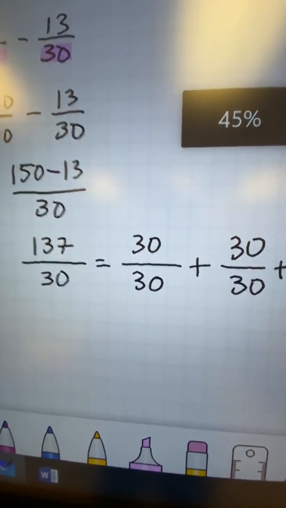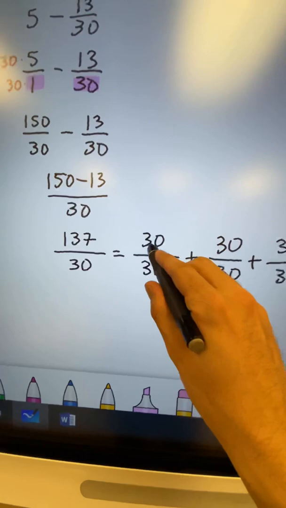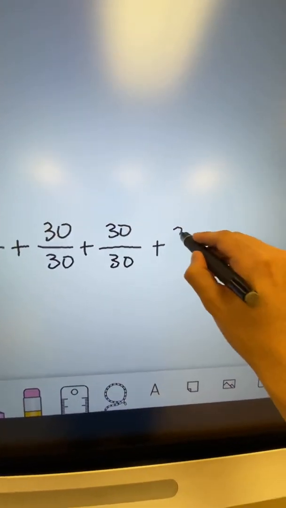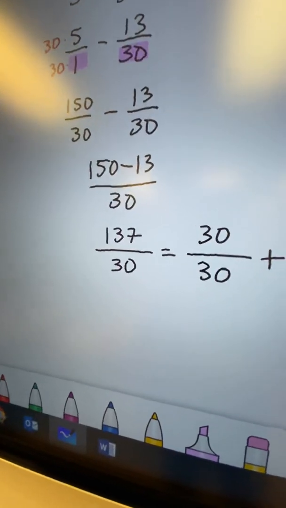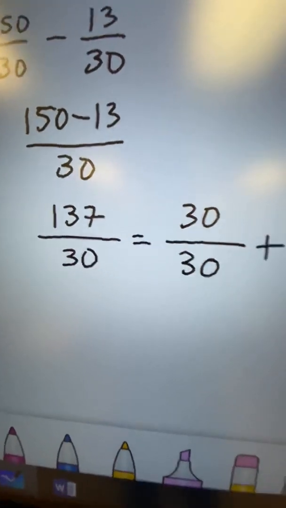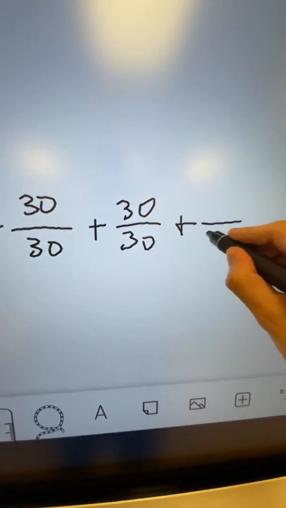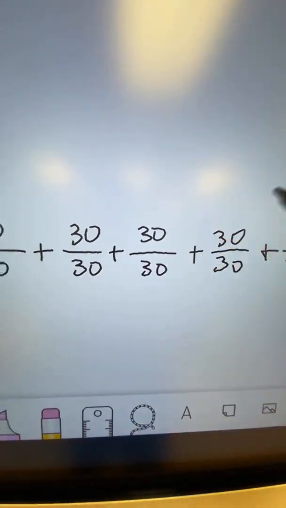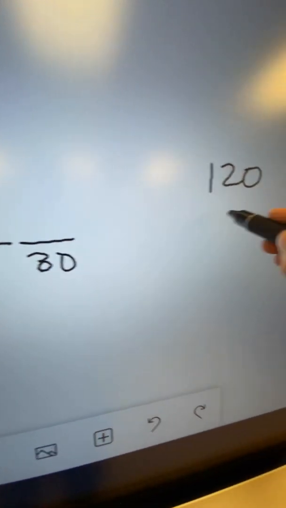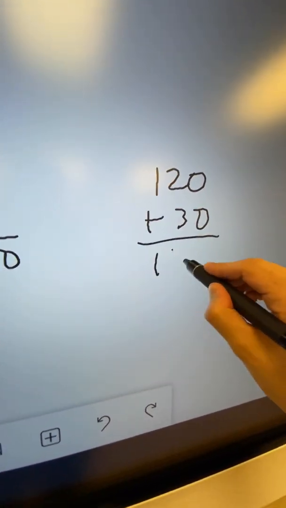So I'm just going to zoom out a little bit. So far I have 30, 60, 90, plus another 30 out of 30. That's 120. If I add another 30 to that, it's 150, which is too much. So again, 30 plus 30 is 60, another 60 is 120 so far. You can see, if I added another 30, I get 150.